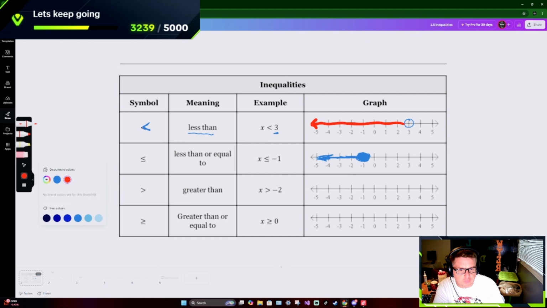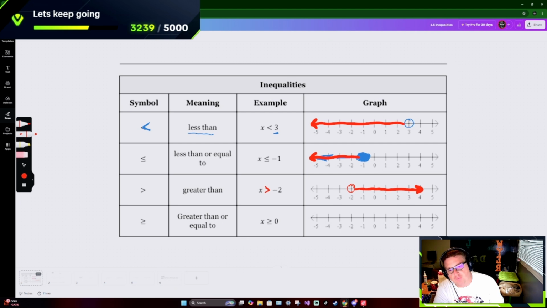Next one, -2. We are looking strictly at greater than. So that means all of the numbers to the right of -2 are the ones we're going to highlight, just like we did for this one. So -1 is greater than -2. 0 is greater than -2. 2 is greater than -2. So you can see how all these answers are correct.